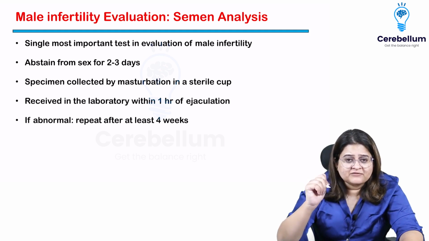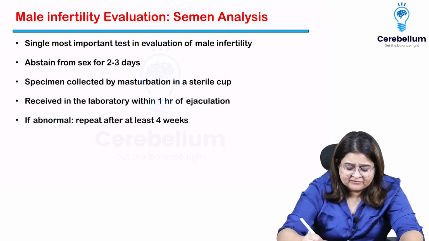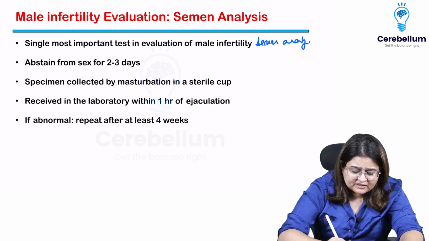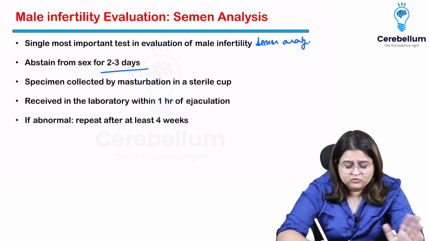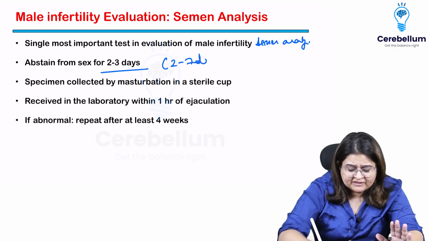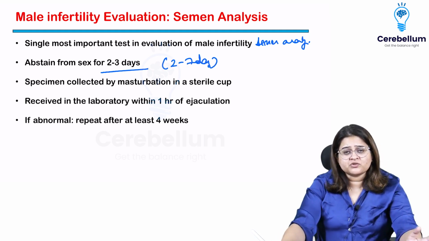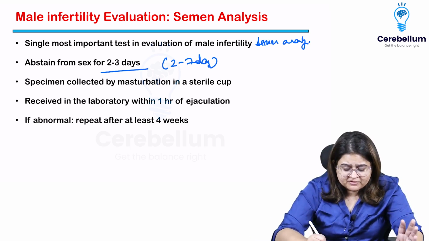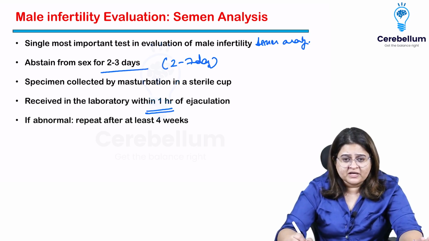Now, coming to male infertility, the single most important test in evaluation of male infertility is a semen analysis. This is done after abstinence of 2 to 3 days. We usually say 2 to 7 days abstinence. It should not be less than 2 days. It should not be more than 7 days. If the sample is collected outside, it should reach the laboratory within 1 hour of ejaculation.